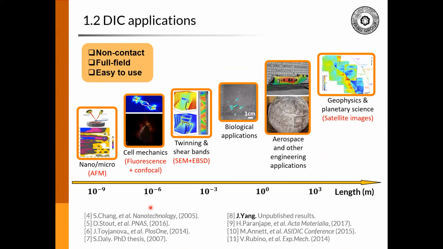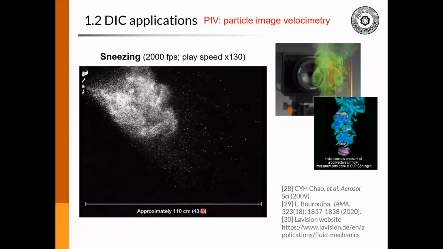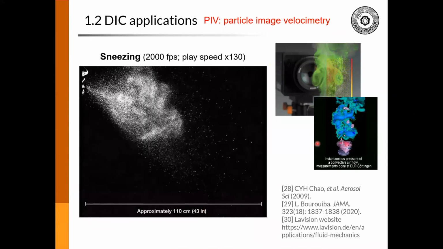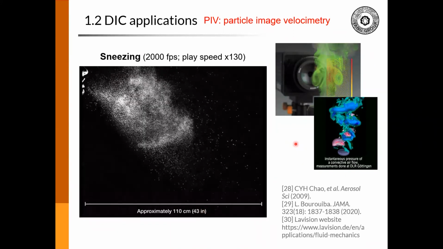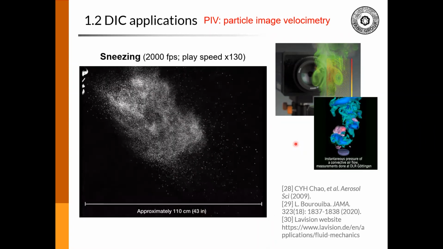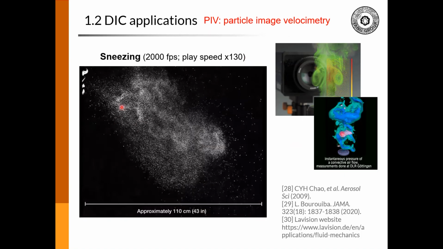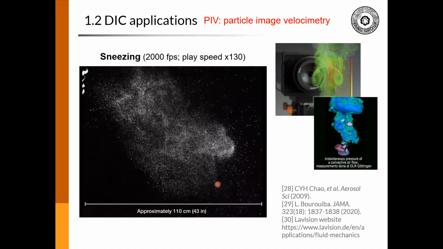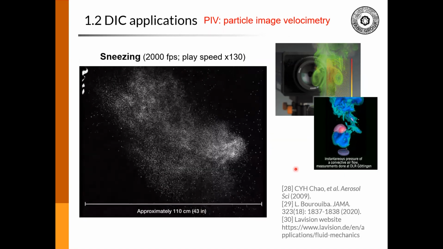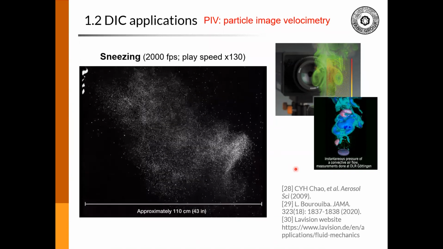And not only for solid materials. In the fluid community, there's a similar method called particle image velocimetry. Now we apply some particles, and you can track the motion of those particles. You can also monitor and quantitatively measure the flow field in fluid mechanics.